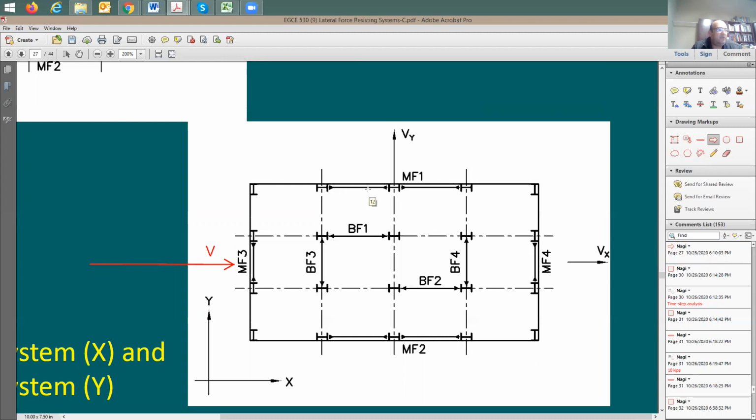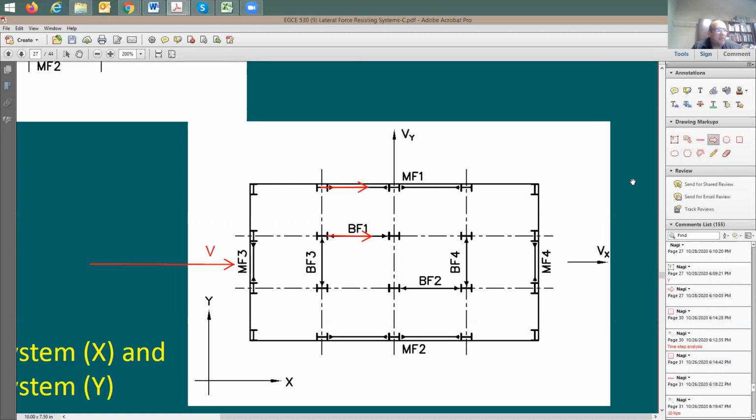So let's draw here the force for you. This is not the reaction, this is going to be the action, right? So usually you draw this, you say here's the force, another force goes here, another force goes here, another force goes here. You can have here 4 forces, right? To this moment frame. Total forces here, when you add all of these forces to each other, it's going to get you V.